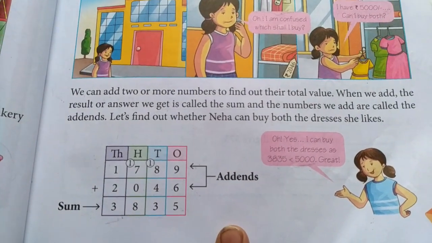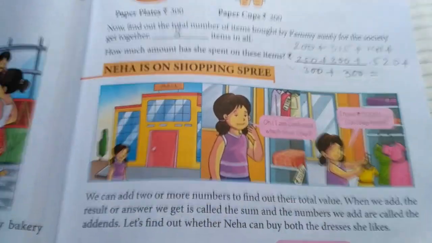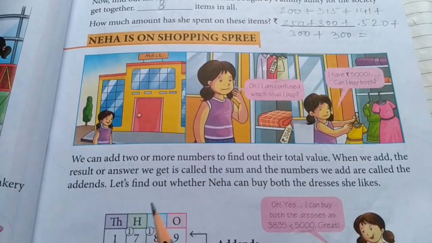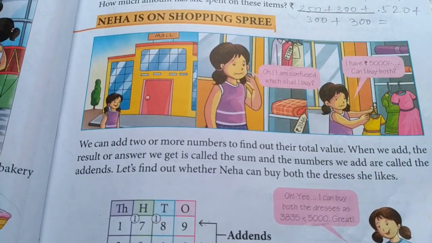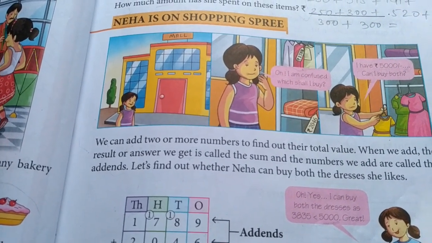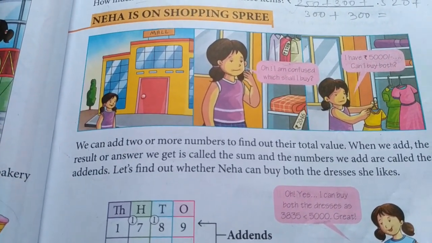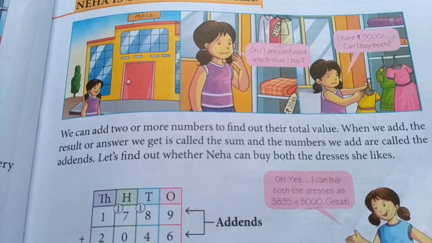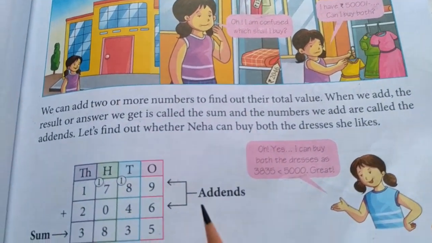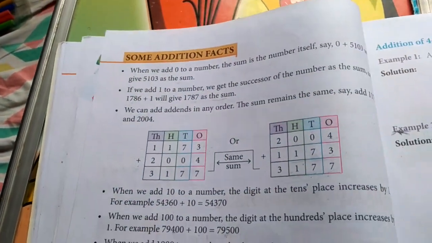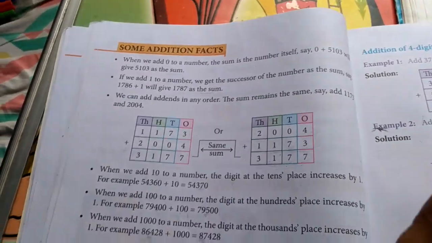As it is written over here, we can add two or more numbers to find out their total value. To find out the total sum, total value of any given amounts, and if two quantities are there, and if we have to find out the total value, then we have to do addition. We have to add those two numbers. So here you can see these are the two addends and this is the sum, and then we have studied some addition facts. I have told you these addition facts are very important.